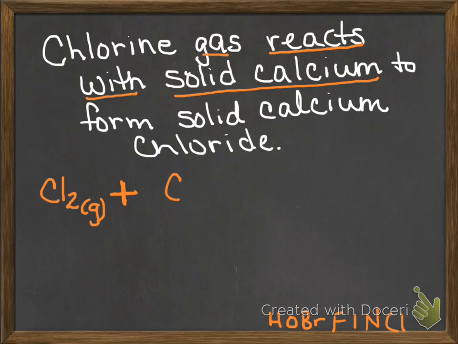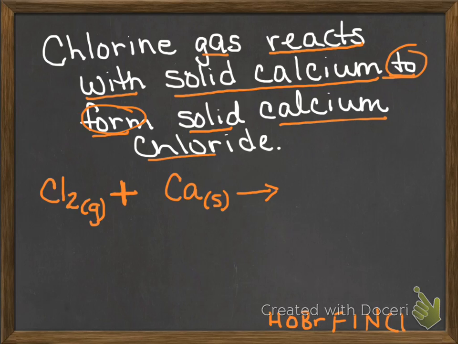So we're going to write down calcium. Calcium isn't one of our Haber-Finkel elements, so we're just going to write down calcium solid. To form. Here's another key word phrase. To form means to produce or yield. That's the sign that we need an arrow here. So we're going from reactants, now we're into products. And our product in this case is solid calcium chloride.